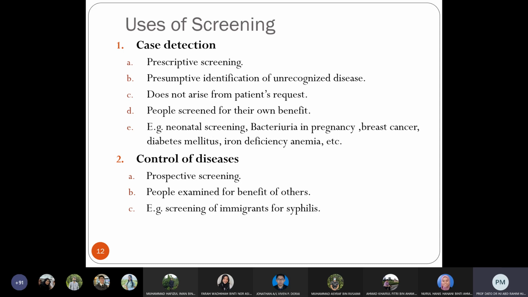So what we are doing with COVID screening is actually control of disease. We want to identify who are positive, so they can be isolated and quarantined, so that the government will be able to use this information to control the disease. People are also examined for the benefit of others. So those who are positive, for example, COVID positive.